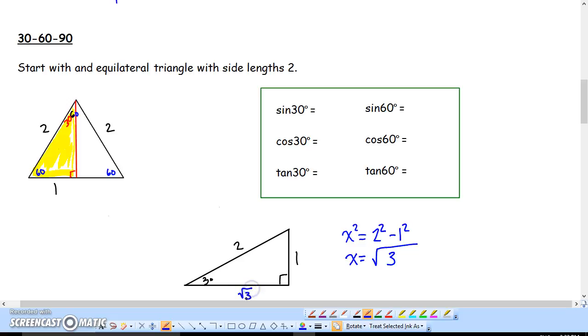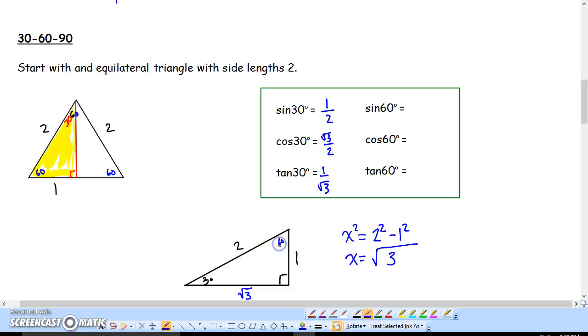So this is now root 3. So using this right triangle, we now have exact values for all our sine, cosine and tangent values of a 30 angle and a 60-degree angle. So let's fill it in. Sine of 30, opposite over hypotenuse. Cos of 30, adjacent over hypotenuse. And tan of 30, opposite over adjacent.